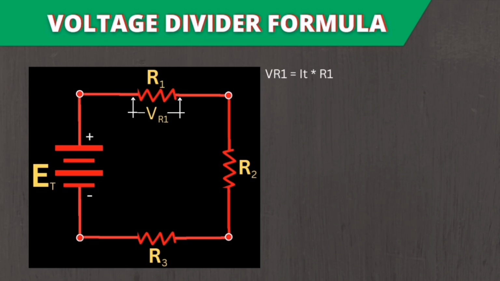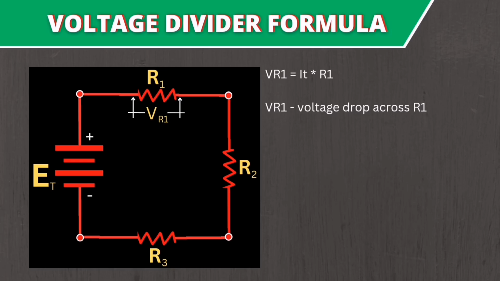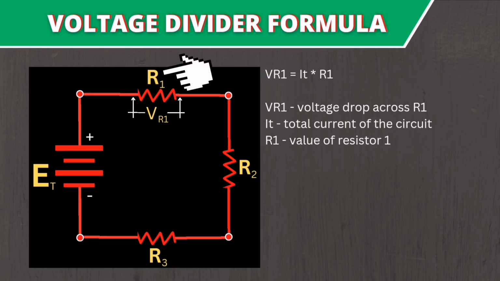Given the circuit, guys, the source and 3 series connected resistors. The formula of the voltage drop across R1 is derived by this formula. VR1 is equal to I sub t times R1. VR1 denotes the voltage drop across R1. I sub t is the total current. R1 is the value of resistor 1. So VR1 is equal to I sub t times R1.